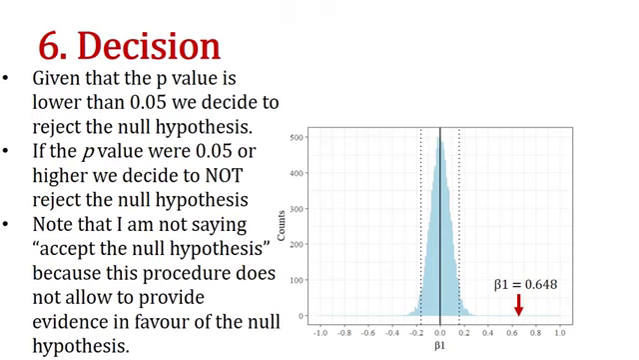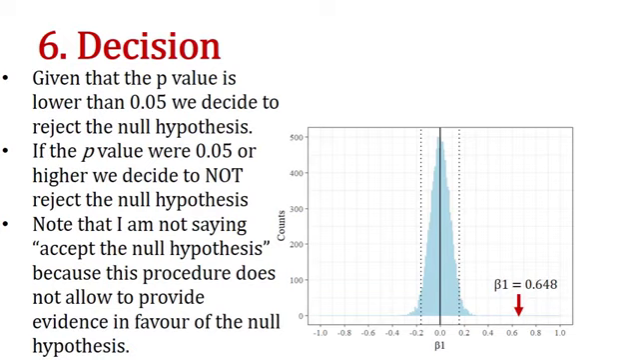Okay, so the sixth step is to make a decision, and the decision is binary. Given that in this case the p-value is lower than 0.05, so it's much lower than that, we decide to reject the null hypothesis. So basically we decide that this value we obtained cannot possibly come from a population in which the null hypothesis is true, so in a population in which beta 1 is actually 0. So in this case we reject.